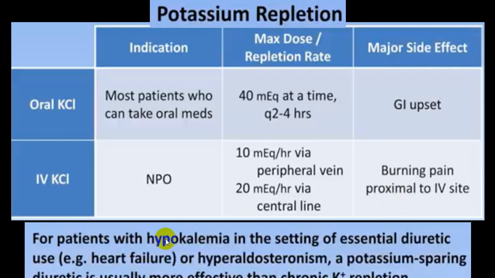For a patient with hypokalemia in the setting of diuretics, particularly in heart failure or hyperaldosteronism, potassium-sparing diuretics will be more effective than chronic potassium replacement. So in this particular group, you should put them on aldosterone antagonists.